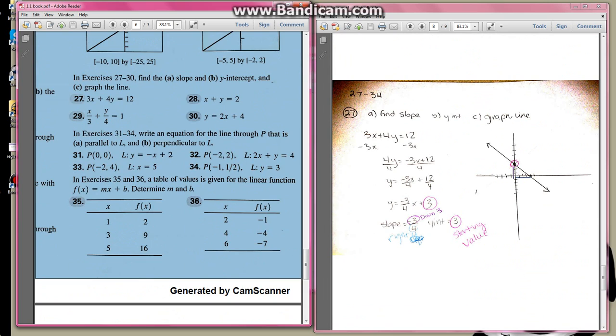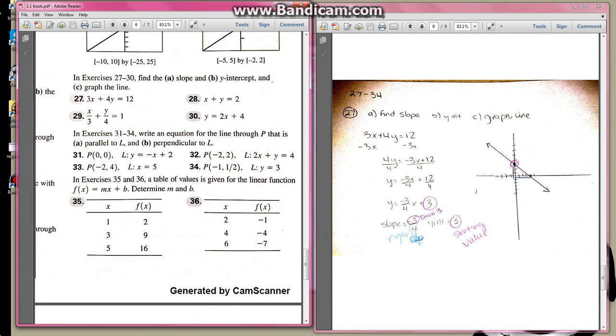Okay, 27 through 30. Find the slope, the y-intercept, and graph the line. So let's see. For 3x plus 4y equals 12, first thing that you want to do is rework it into slope-intercept form, and then you just graph it. So your slope is negative 3 over 4, and your intercept is 3, so it should be pretty straightforward. This is your starting value, so you plot a point at 3, go down 3 and right 4. Just make sure you don't forget the direction. If it's negative, it's going downhill. If it's positive, it's going uphill. But this one's negative, so it's going downhill.